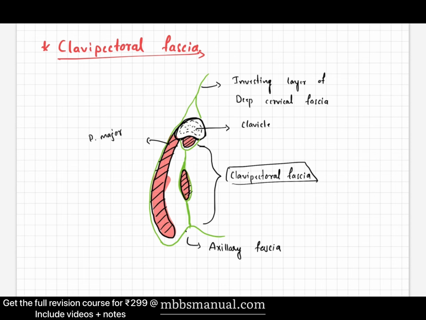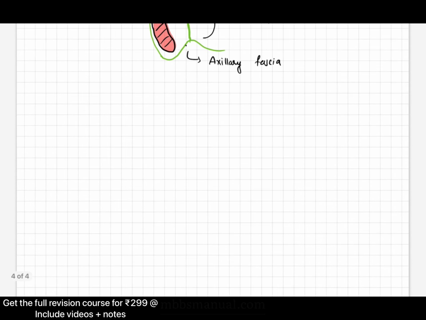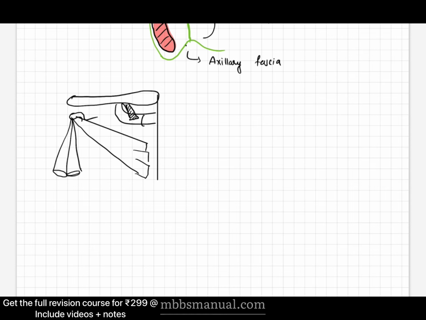So the clavipectoral fascia starts from the clavicle and ends at the axillary fascia, and it encloses three muscles: pectoralis major, pectoralis minor and subclavius muscle. Just put another diagram. This diagram will show the extent of the fascia very clearly.